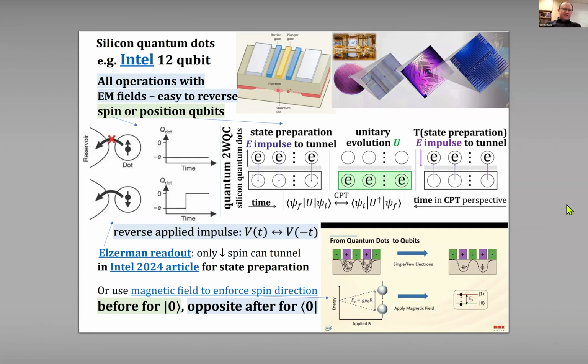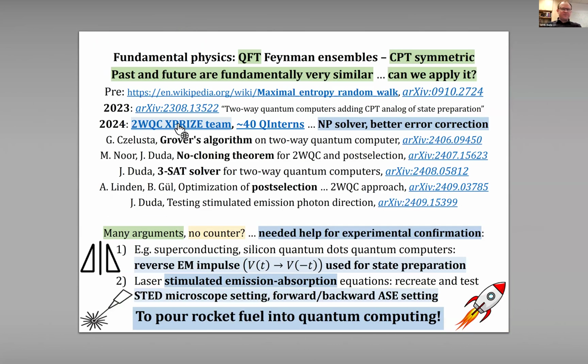Okay, so we had a team for the X Prize. We have a quantum interns program. There are a few articles. Generally we need help to try to realize it on real quantum computers, especially. Maybe to develop the photonic approach, or silicon quantum dots, or the superconducting approach. So we are looking for collaboration to help with that.